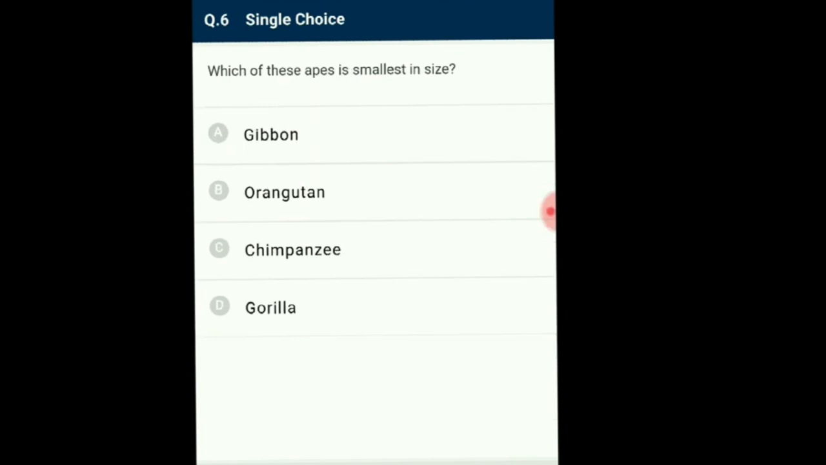Question number 6. Which of these apes is smallest in size? Option A belongs to the family Hylobatidae. It is a family of smaller apes. Gorilla, chimpanzee and orangutan belong to the family Pongidae, which are larger apes. So the correct option is option A, gibbons. Gibbons are the smallest in size.